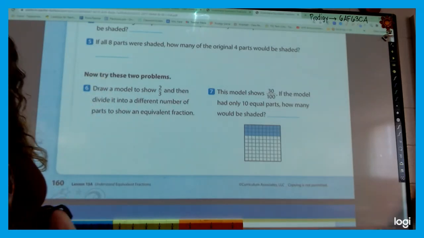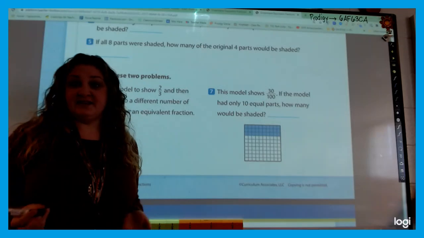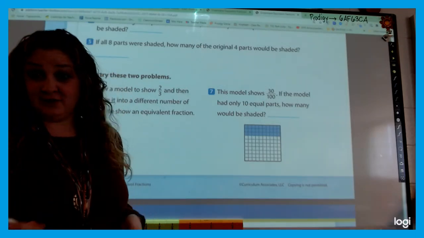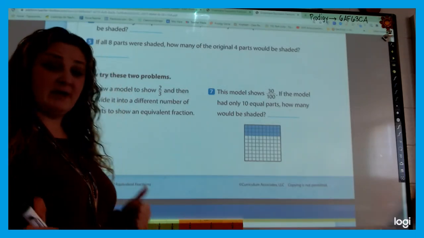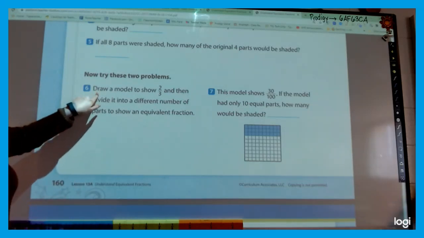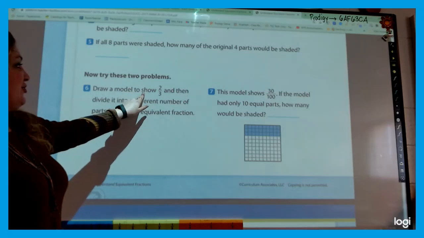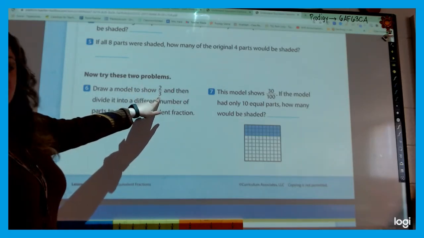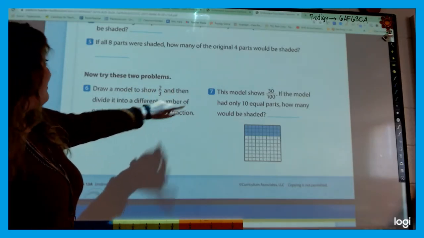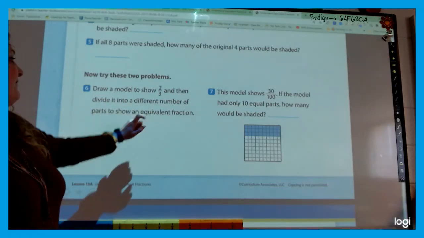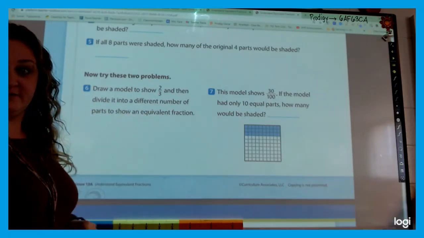All right, if this seems kind of hard, that's because this idea we're about to practice is a little hard. So just hang in there, okay? Hang in there with me. We are going to draw a model, that means drawing a picture, to show 2/3, so that sounds like our first step, and then divide it into a different number of parts to show an equivalent fraction.